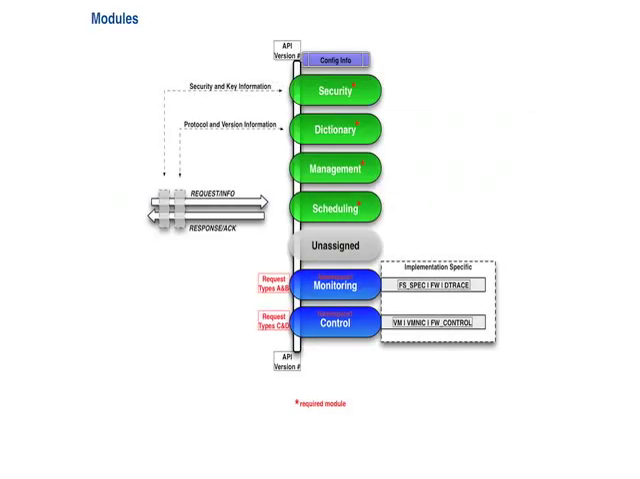Okay, so a little bit about modules and how this might possibly work. You have a specified API. There's a certain number of modules which would be required. Those would dictate things like security, the dictionary, the versioning and control information for the protocol, the management API, and the scheduling. Those would be required modules, fundamental.